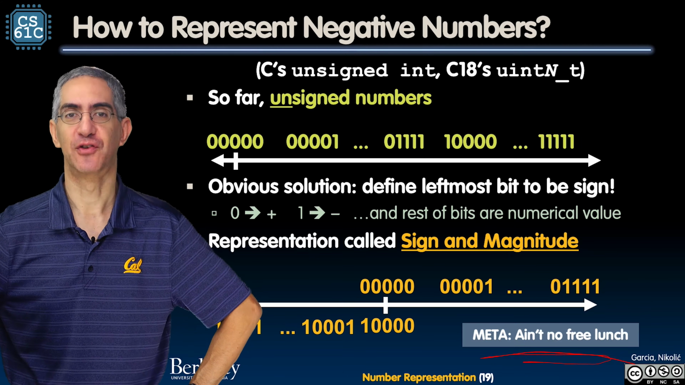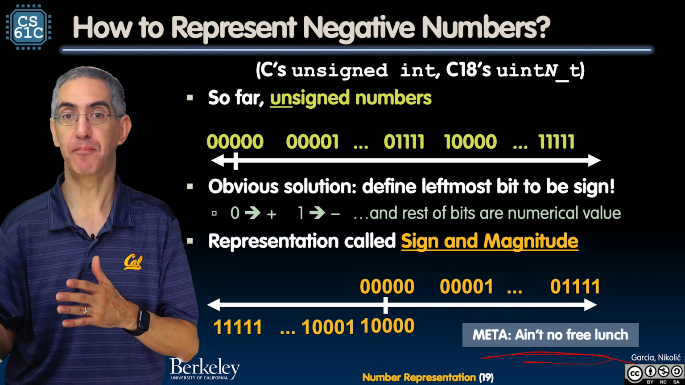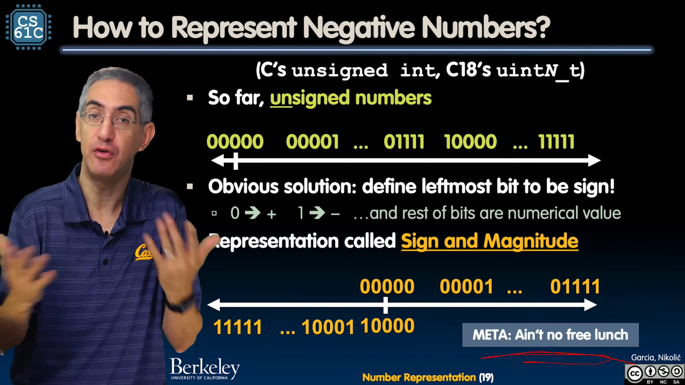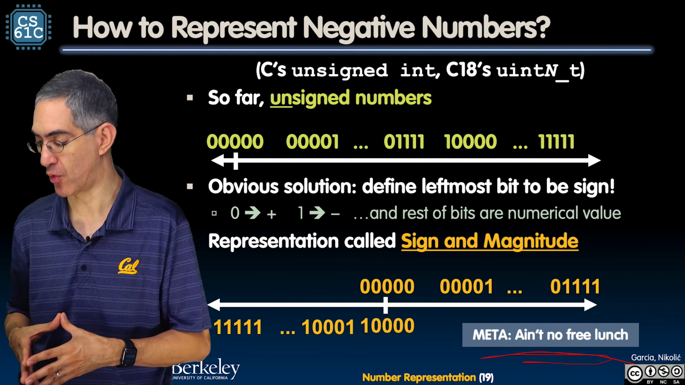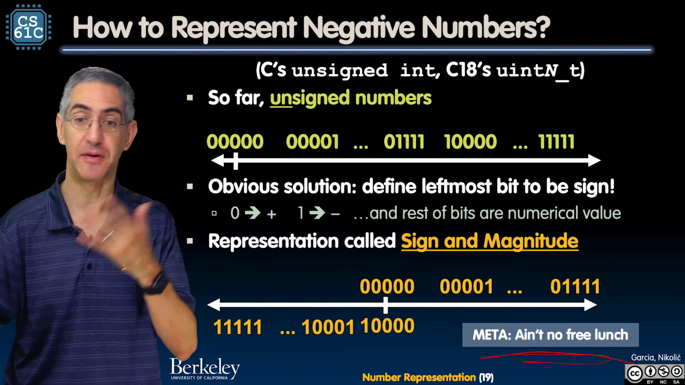Ain't no free lunch. What it means is you can't get something for nothing. If you want to represent negative numbers, you have to give something up. You lose some numbers that you used to be able to represent. So if we borrow a bit, we can't go as high in the positives, but now we can do negatives.